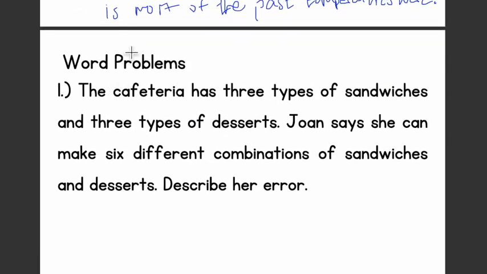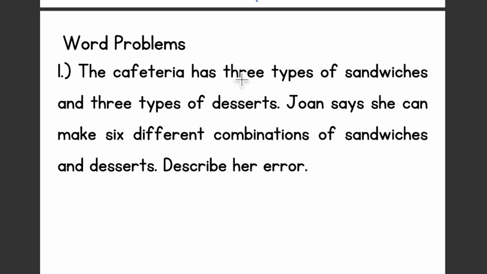Let's move on to the word problems. Number 1. The cafeteria has 3 types of sandwiches and 3 types of desserts. Joanne says that she can make 6 different combinations of sandwiches and dessert. Describe her error. So Joanne made a mistake in calculating the total number of combinations.